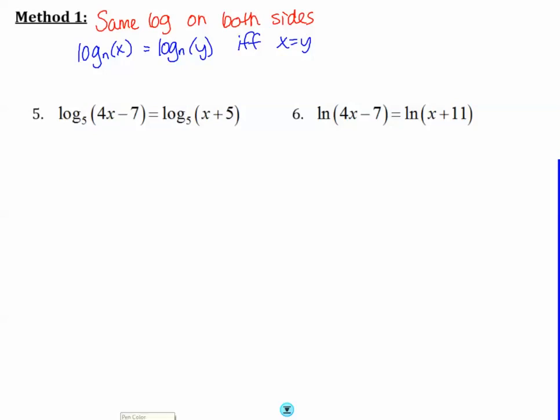For the first problem, we have log base 5 of some stuff equals log base 5 of some other stuff. So this property tells us that these are only equal if the stuff in the parentheses is equal. So we don't need to worry about the log base 5 part of the equation. We can just focus on the stuff in the parentheses. Then we just get the x's on one side of the equation and the numbers on the other and solve.